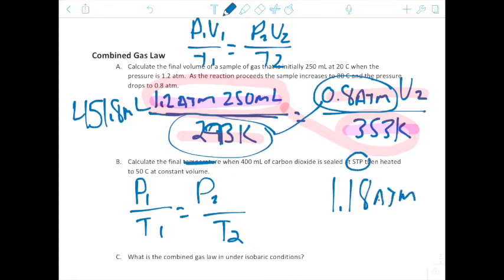Another hint to this one, remember that STP is standard temperature and pressure. So that means that the standard temperature, the initial temperature, is going to be 0 degrees Celsius. The initial pressure would be 1 atmosphere. And remember, you're going to solve for pressure, P2.